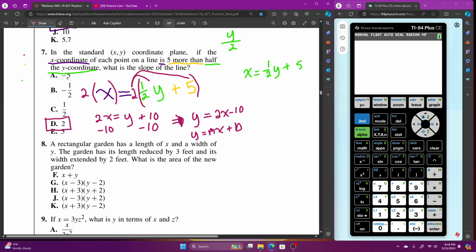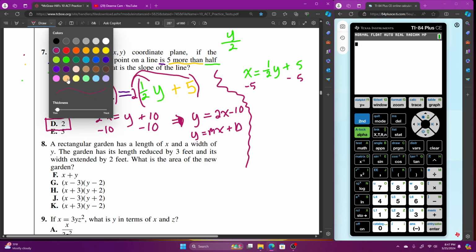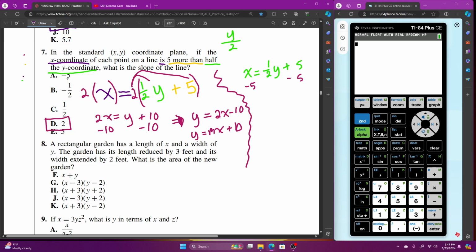And I said you've got another way to solve over here. If your first step wasn't to multiply everything by 2, then your first step would have been to get rid of this plus 5 first. So you would subtract by 5 on both sides of the equation, which would give you x minus 5 equals 1/2 y, and then those 5's cancel to 0. And now again, what's half of y mean? It means y divided by 2.